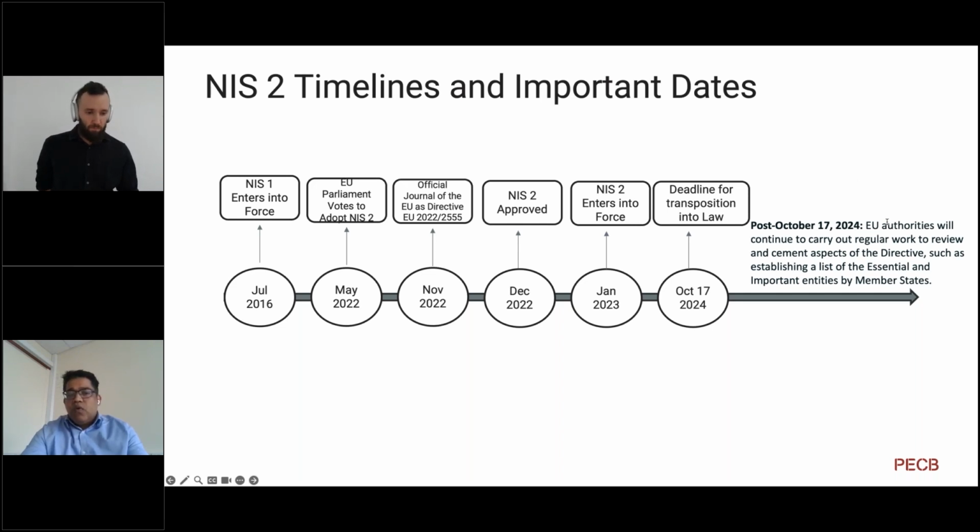After it was voted, the official journal was published in November 2022, and finally NIS2 was approved in December 2022. And since January 2023, we have been talking about NIS2, and it is in force. But the deadline for transposition of this regulation into law is October 17, 2024. This is when each of the member states will implement the law within their own states, right? And after the implementation, the EU authorities will continue to monitor and review how organizations or institutions have adopted the NIS2 directive and how compliant they are, right?